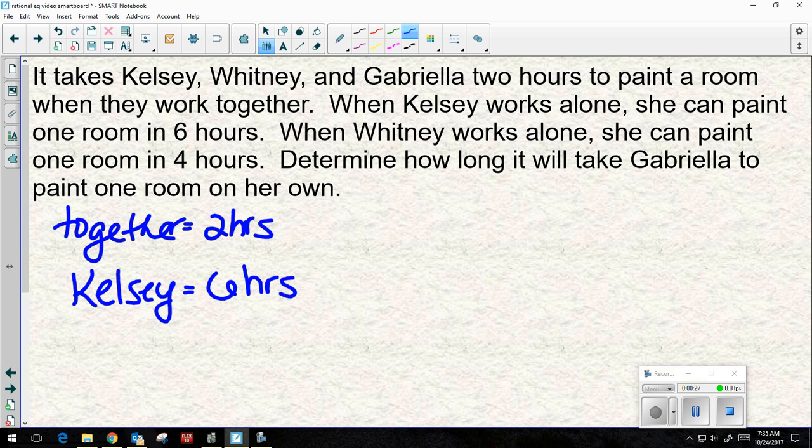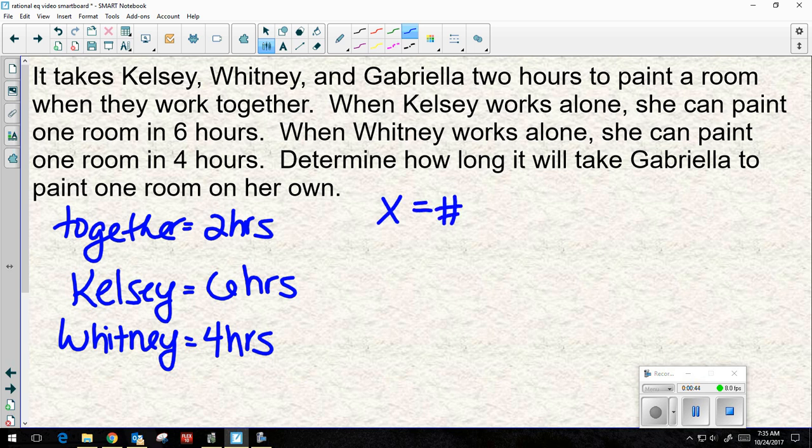When Whitney works alone, she can paint one room in 4 hours. Determine how long it will take Gabriella to paint one room on her own. So that's what I'm looking for, so I'm going to label that as X. So X equals the number of hours for Gabriella.